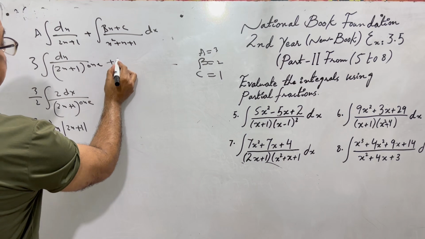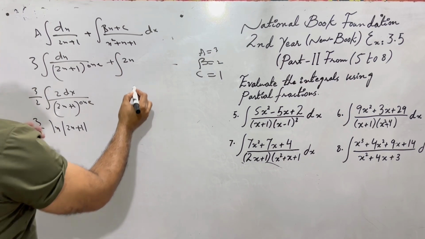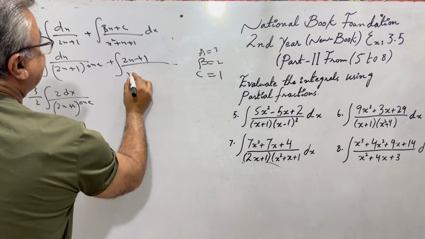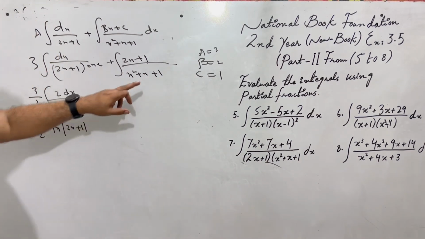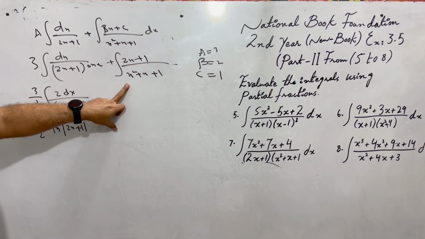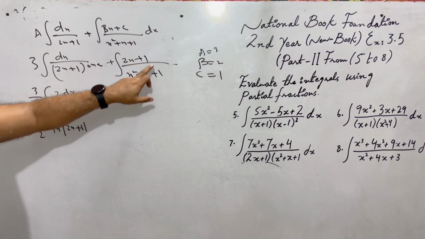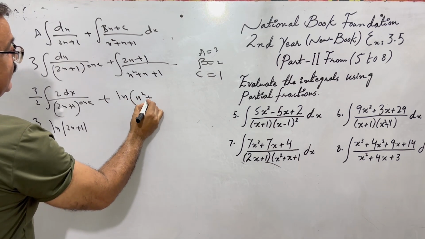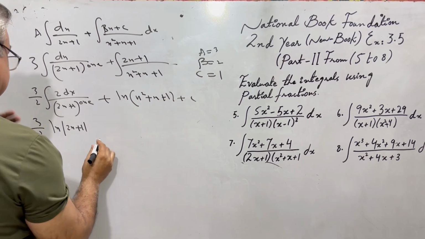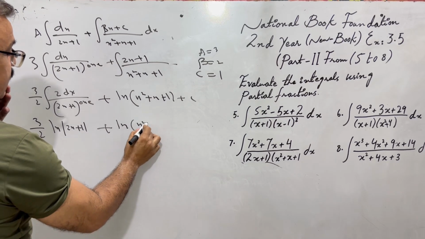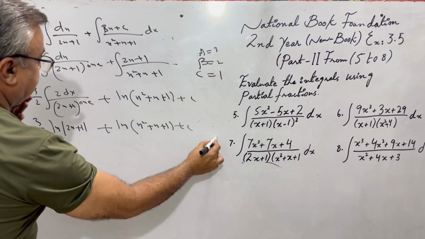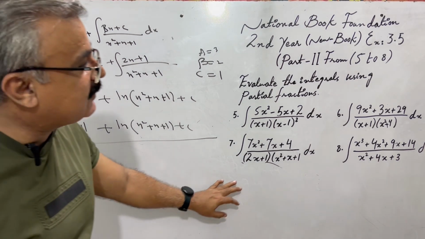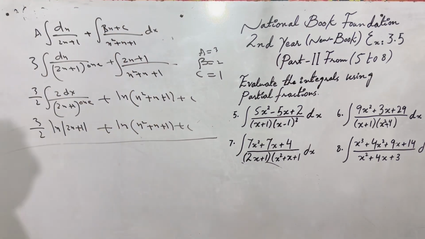What about this? Let's see. B is 2, 2x, good one. C is 1. It's also a simple one. The function is x square plus x plus 1, and its derivative is 2x plus 1: differentiation of x square is 2x, differentiation of x is 1. Thanks God. It is going to be ln of x square plus x plus 1 plus c. That's our answer. Quadratic irreducible, whatever the case is.